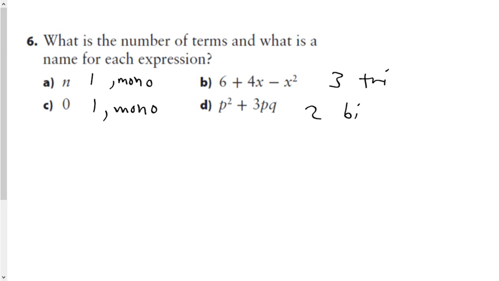Now, would it be wrong if you call this a polynomial? No. Because a polynomial, by definition, is just more than one term. So binomials and trinomials are actually polynomials, but they just have special prefixes of bi and tri to be specific about how many terms there are.